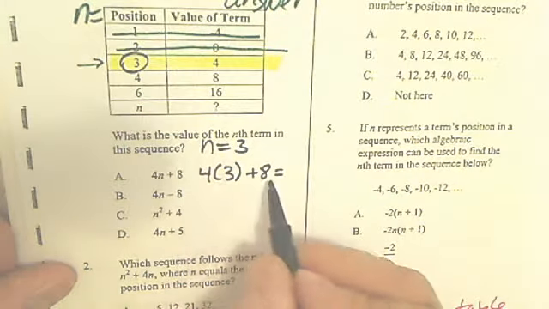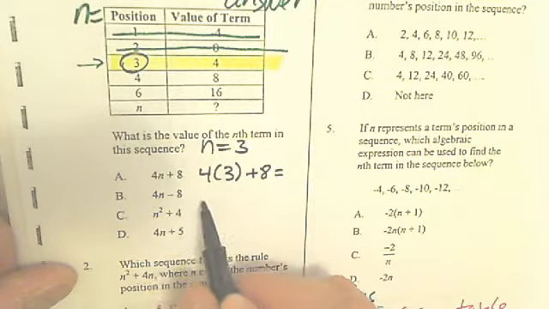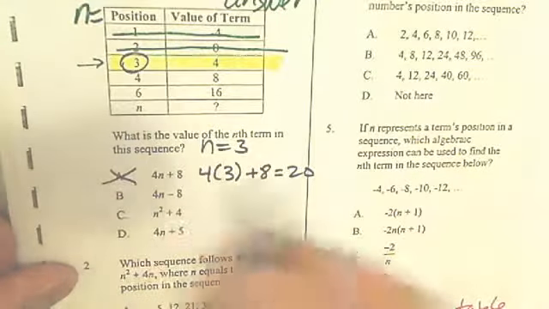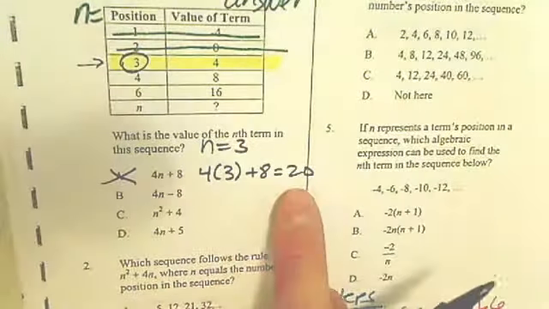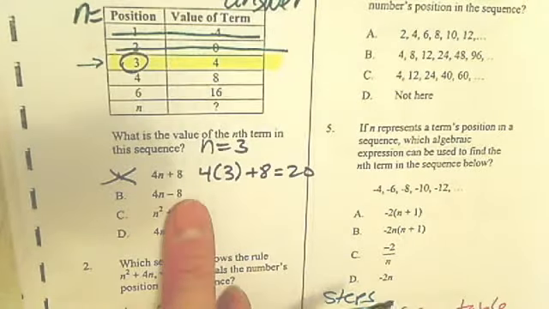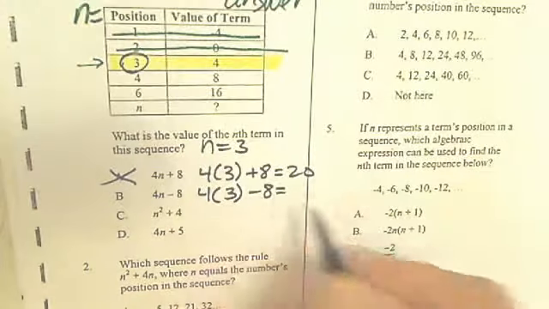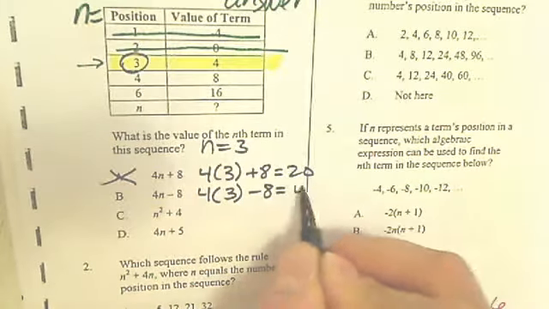4 times 3 plus 8. 4 times 3? 12 plus 8 is 20. It can't be 20 because it's 4 up here, so we know that's incorrect. Moving on to the second one. I try all of them out. 4 times 3 minus 8. Is that 12 minus 8? That's still 4? Okay, let's keep that for now.